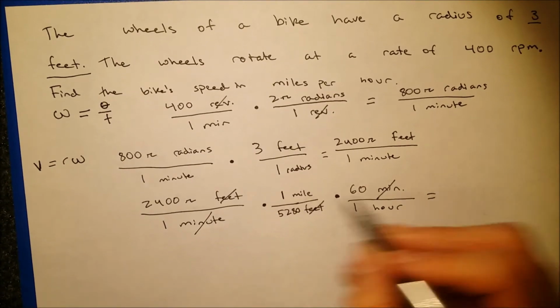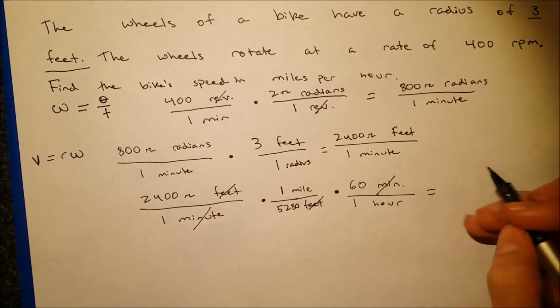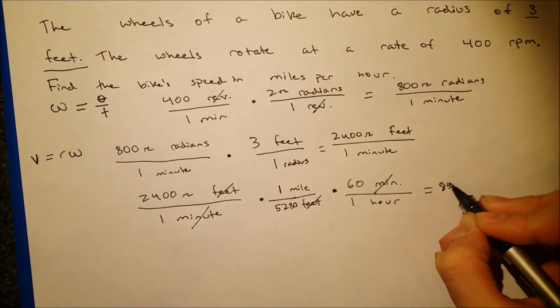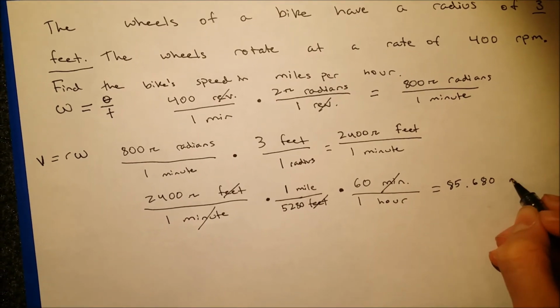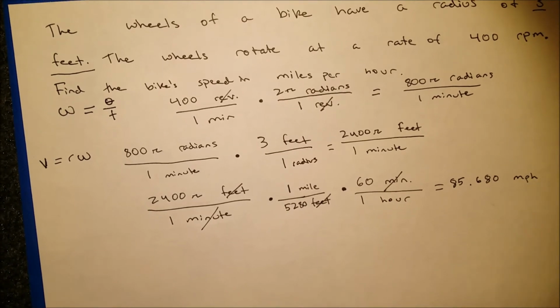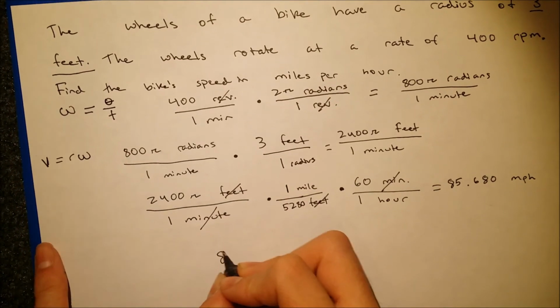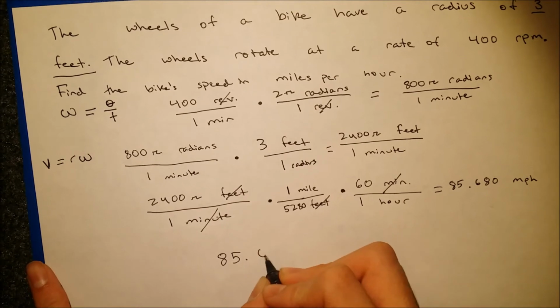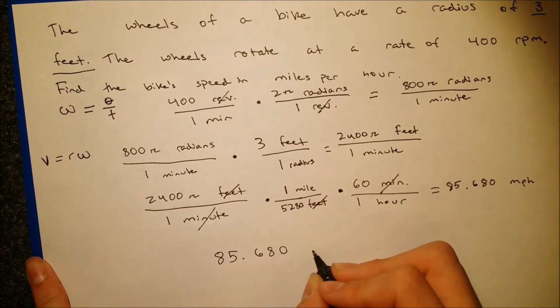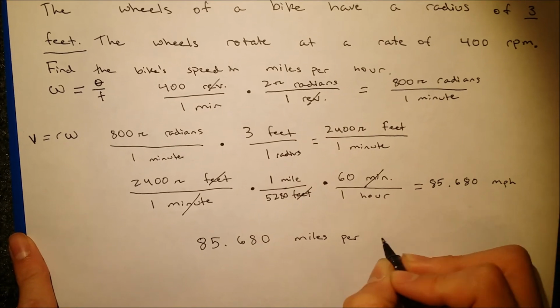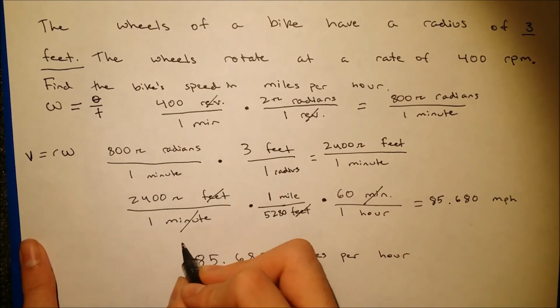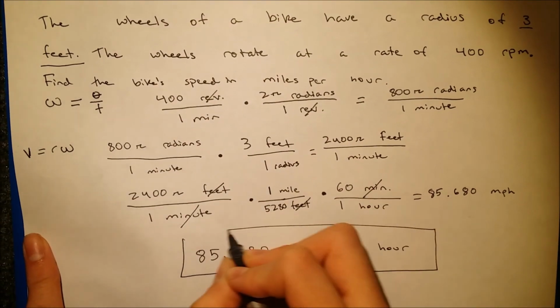Whenever you multiply all of this out, you would get 85.680 miles per hour. So your final answer, the bike speed, is 85.680 miles per hour. And yeah, that's a pretty fast bike if you ask me.